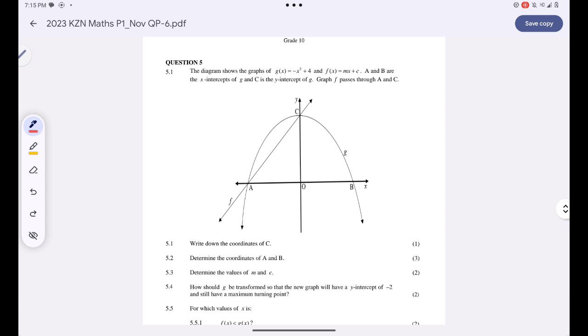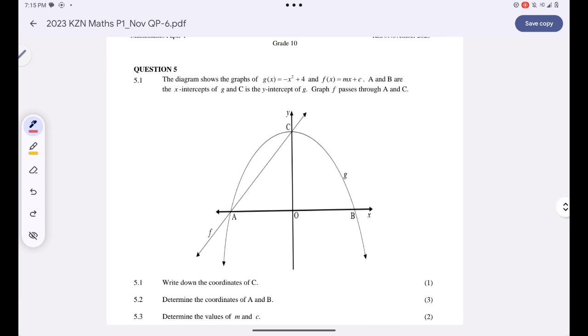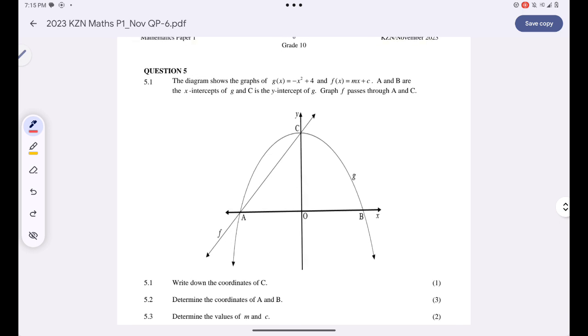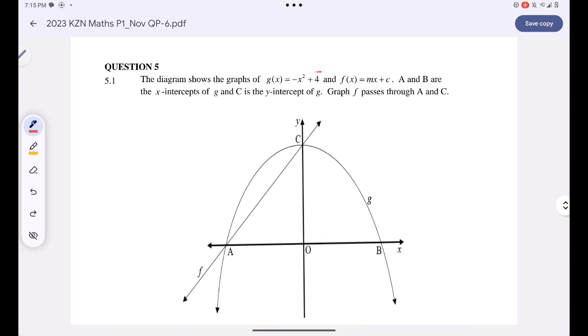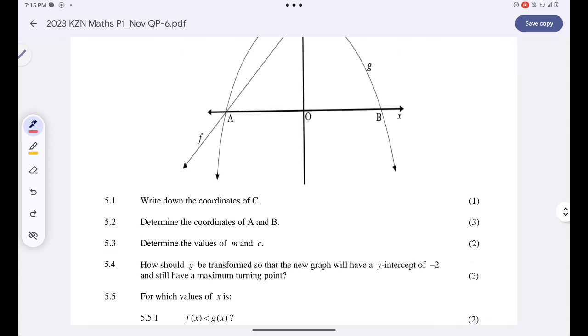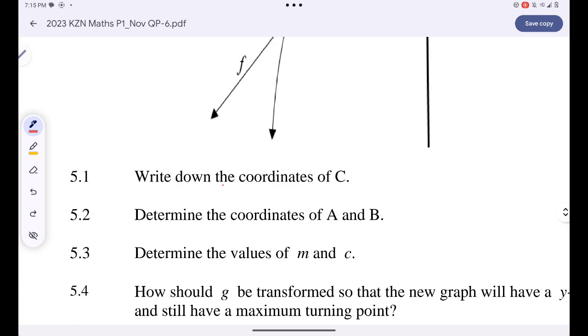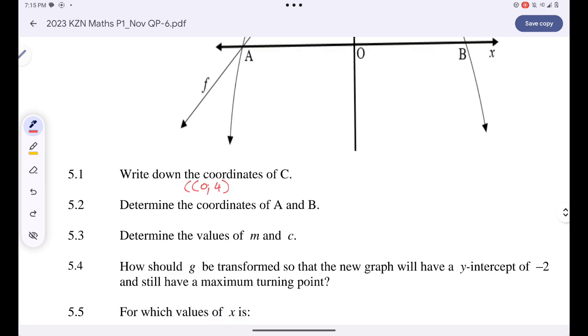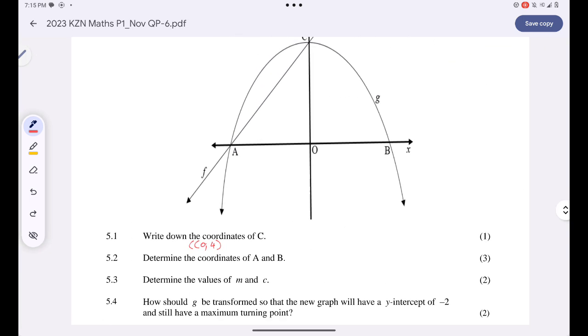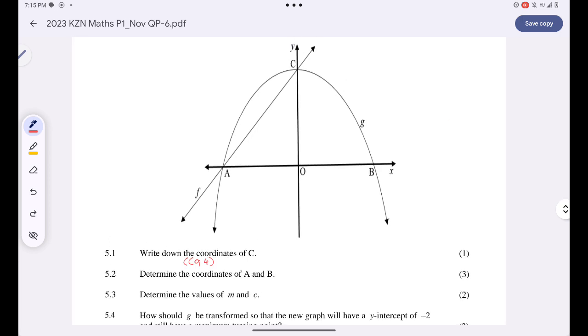C is the y-intercept for both graphs, F and G. C will be the constant term over there. So I know that the coordinates of C, since C is on the y-axis, x is always 0 and y is just positive 4. Then now I'm supposed to determine the coordinates of A and B.